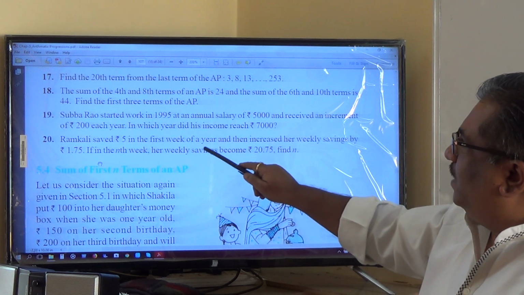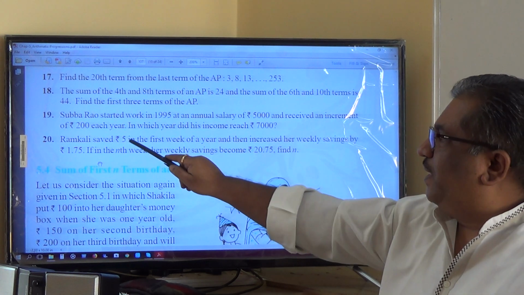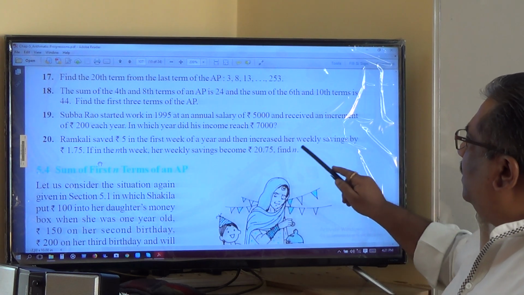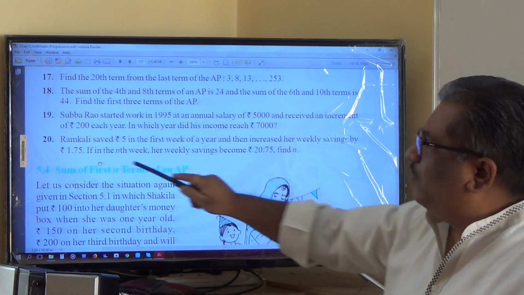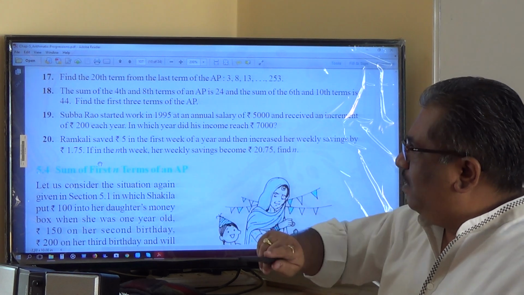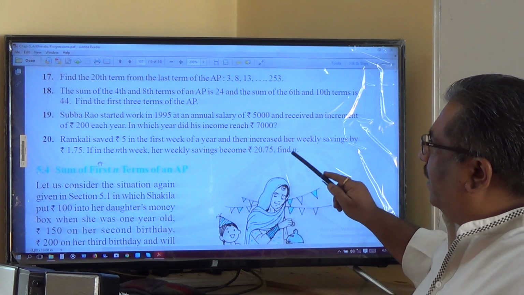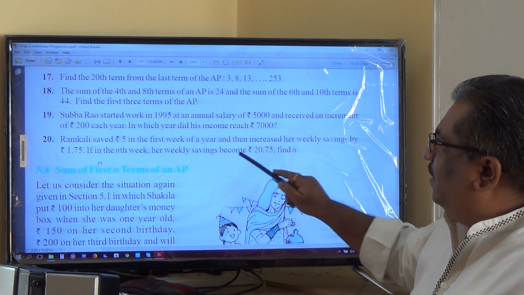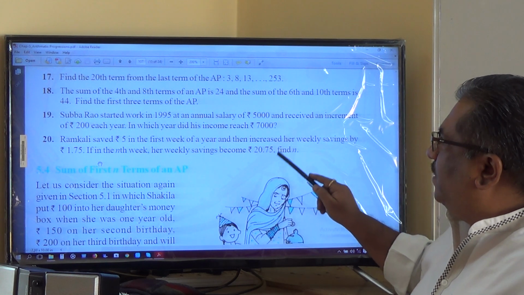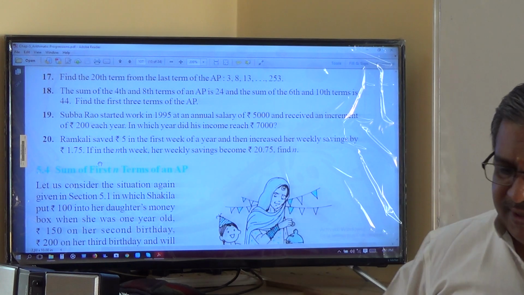Ramkali saved rupees 5 in the first week of the year, so rupees 5 is A, and then increased her weekly savings by rupees 1.75, D. If in the nth week her weekly savings is 20.75, find n. Nth week means an equals 20.75, find n. Simple. So 19th and 20th I'll solve here. First the 19th, I'll write only the given information.